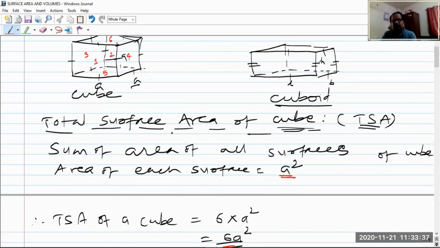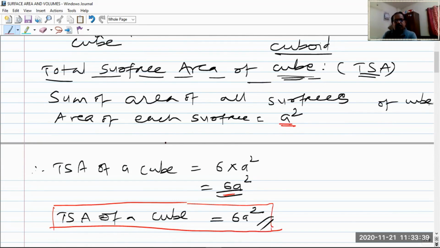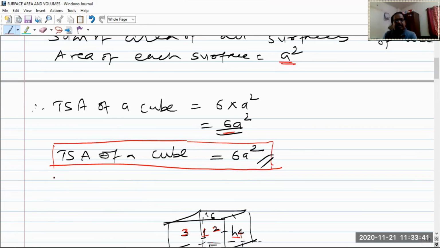So here I can write one more point: after total surface area, I can write the lateral surface area of a cube, which will be equal to 4a square only, right? So instead of total surface area, if you want only the lateral surface area, then we can use the formula 4a square only, right?